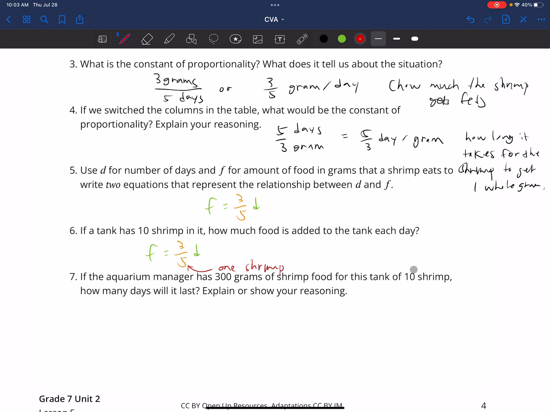Now we want to do 10 shrimps. So what we're gonna do is 3/5 times 10, right? This is per shrimp, so we have to multiply by 10 to get it for 10 shrimps. 3 times 10 is 30, and 5 times 1 is 5, which is equal to 6, right? So for 10 shrimps, it requires 10 grams per 1 day. And if we want to feed 10 shrimps, that would be our new constant of proportionality.